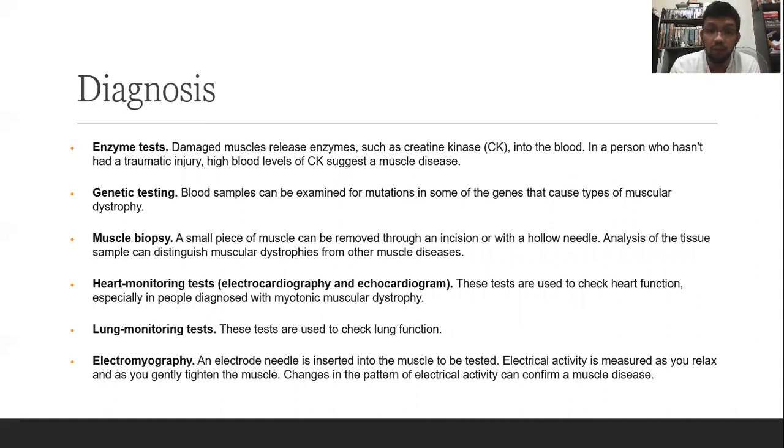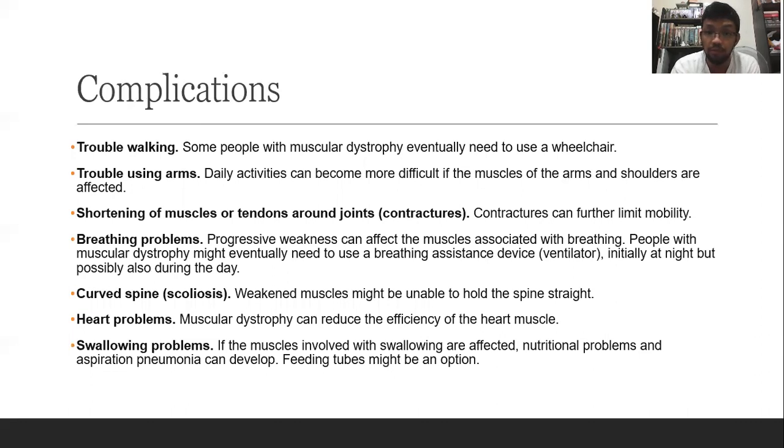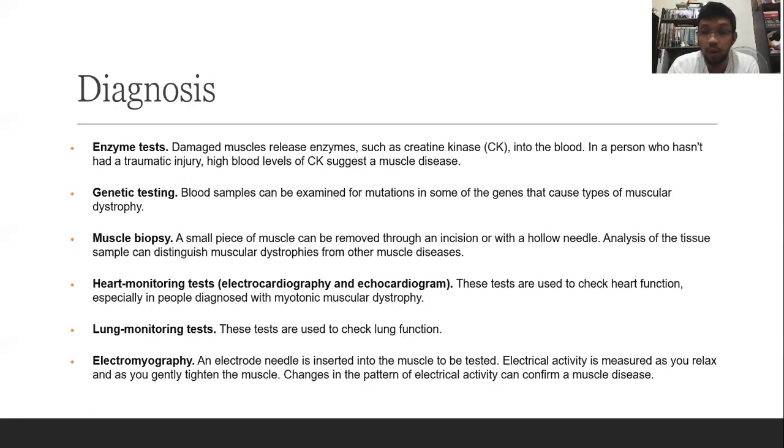Heart monitoring tests such as ECG and echocardiogram. They're going to check if the heart muscles, the cardiac muscles, are still working well, since one of the complications of this would be problems with the heart, like what I've mentioned earlier. Lung monitoring tests if the respiratory muscles are already involved. So they are going to test the efficiency of the lungs now.